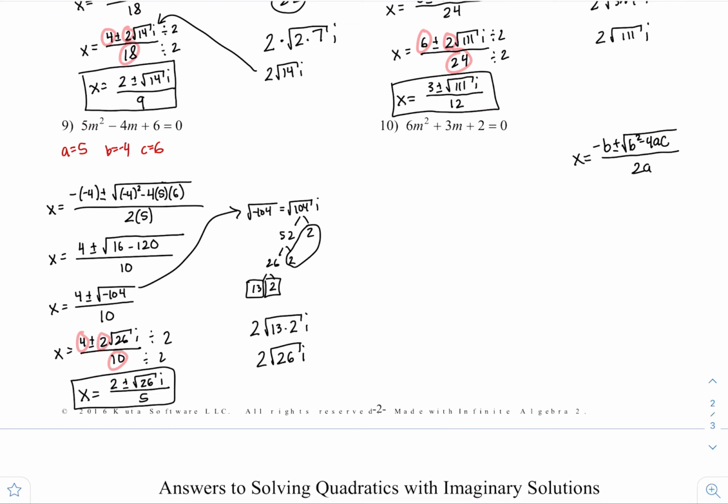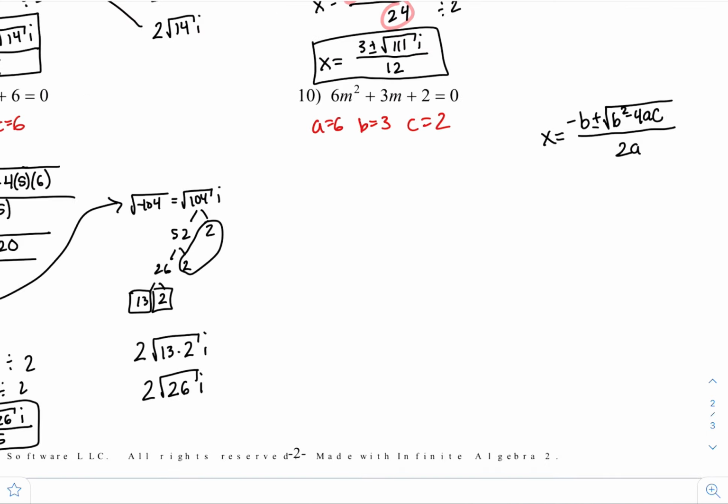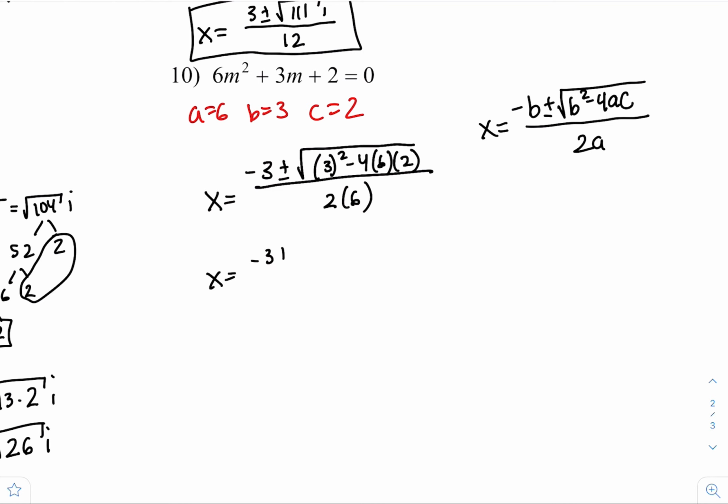And lastly, for number 9, we got a is 6, b is 3, c is 2. So x is equal to negative of b, which is negative 3, plus or minus the square root of 3 squared minus 4 times our a, which is 6, times our c, which is 2, all over 2 times a. Simplify, x is equal to negative 3 plus or minus the square root of 9 minus 4 times 6 is 24, times 2 is 48, all over 12.